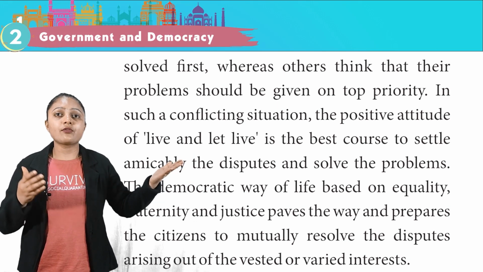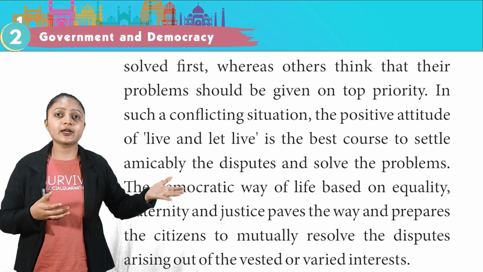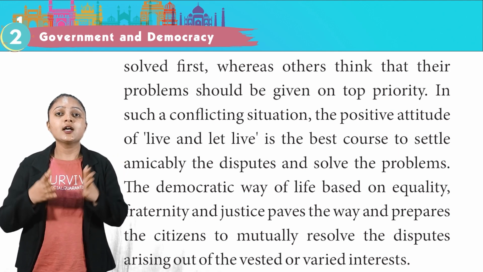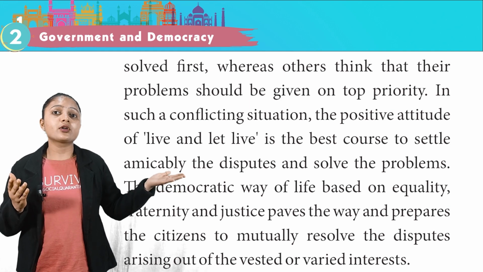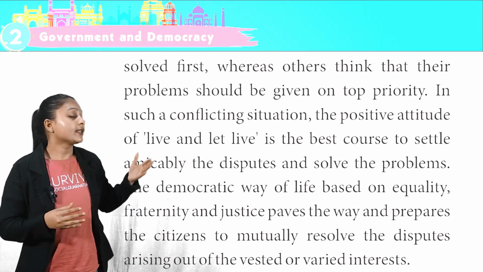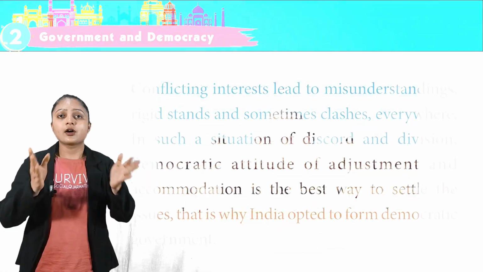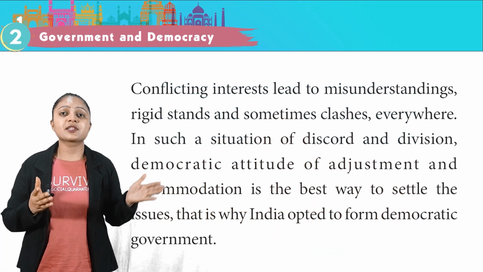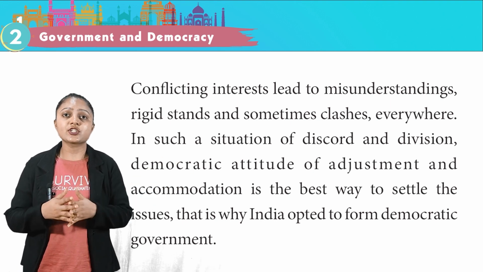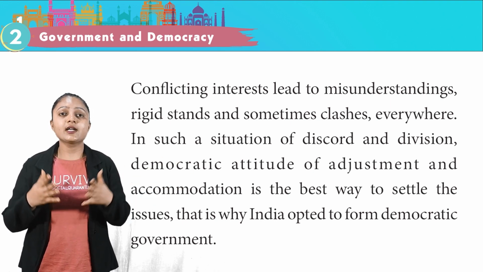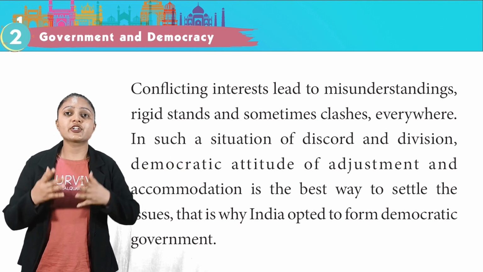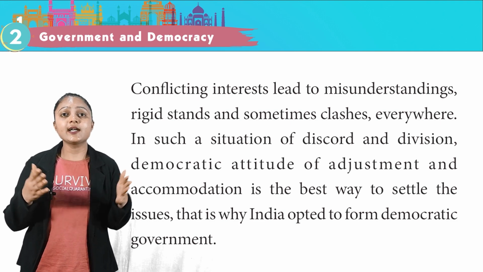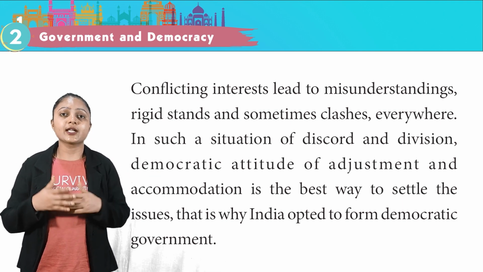The democratic way of life based on equality, fraternity, and justice paves the way and prepares the citizen to mutually resolve the disputes arising out of vested or varied interests. This is the picture of Rashtrapati Bhavan. Conflicting interests lead to misunderstandings, rigid stands, and sometimes clashes. Everywhere, in such a situation of discord and division, the democratic attitude of adjustment and accommodation is the best way to settle the issues. That is why India opted to form a democratic government.